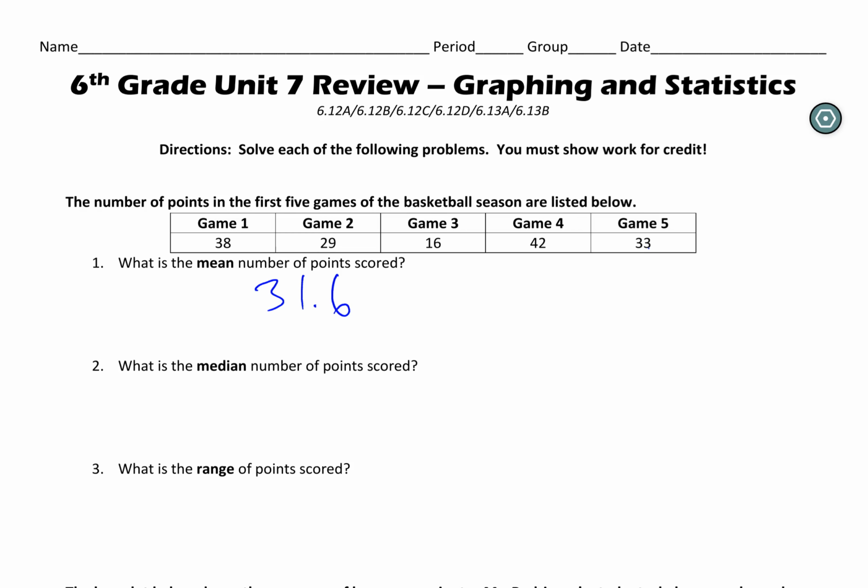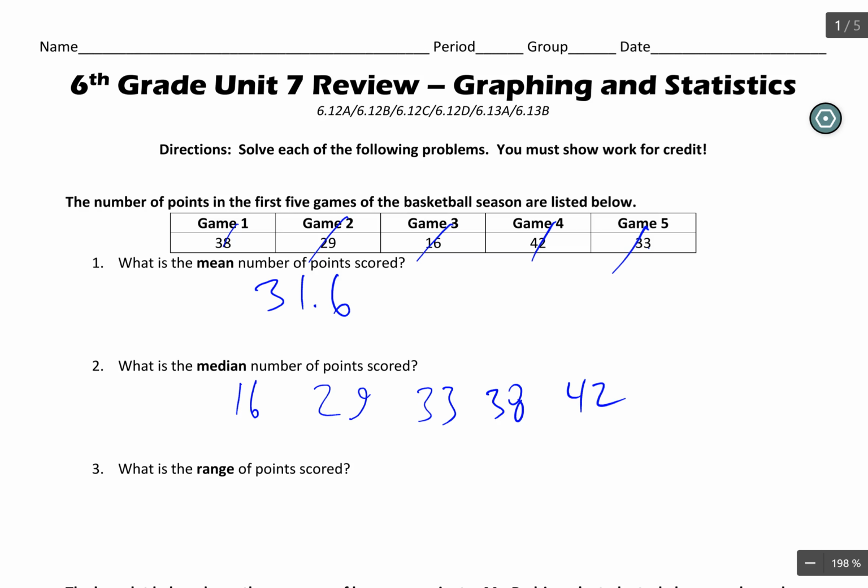Question number 2, what is the median? Well, to find the median, I need to put them first in order from least to greatest. So going ahead and doing that. In order from least to greatest. And now median is the middle number. To find the middle number, I cross off the ends, and then I find that I have a median of 33.